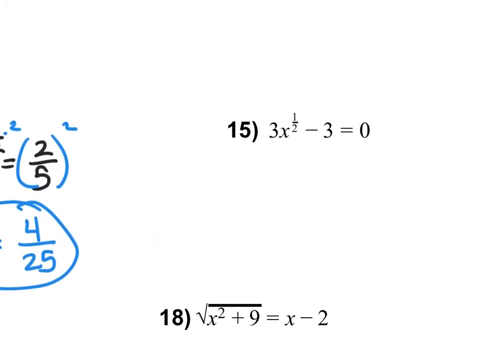For number 15, my first step is to, of course, add that 3 over to the other side. So 3 x to the 1/2 power equals positive 3. My next step is to isolate that x to the 1/2 power by dividing both sides by 3. Now I'm going to square both sides to get rid of that 1/2 power. X equals 1.